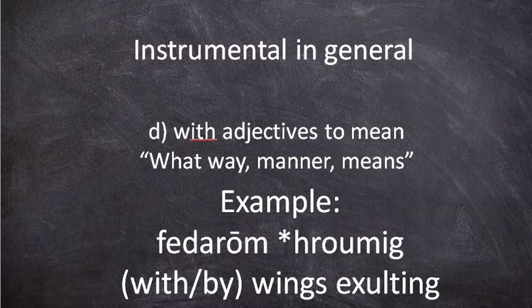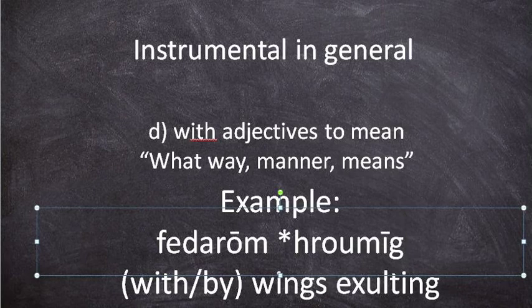D, with adjectives to mean what way, what manner, and the means. So we have the instrumental with adjectives. We have to keep repeating that the instrumental is about the means, the manner, and the material, how something is done. So in this context we're describing how something is done. So we have here Fedarum Hromig, with or by wings, exulting. So it's giving us a very rich and vivid description of what's going on. I should also say that a lot of the instrumental is used in poetry. You find that with Old English, and you also find it in some prose, I believe, in Old High German as well.